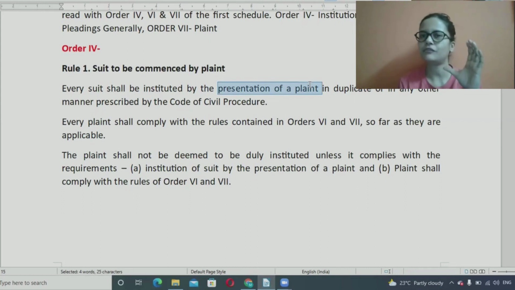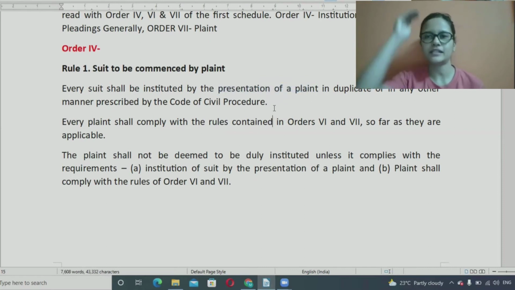So starting off, the first part will just explain the story, what happened on that specific date, right? So that is the brief facts of what happened on that specific day or during those days. That is nothing but what will be written in the plaint. Simply explaining the story, in duplicate or in other manner prescribed by the Code of Civil Procedure.